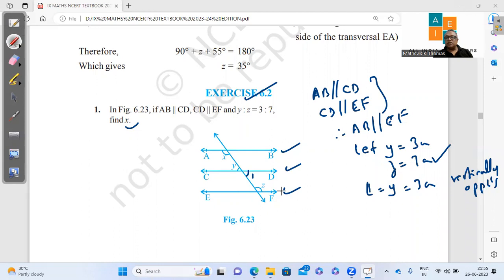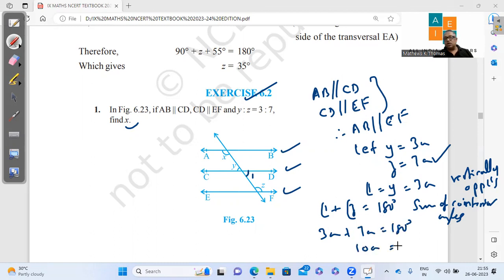Now we know that if CD and EF are parallel lines, then the sum of the co-interior angles will add up to 180. So I can say that angle 1 plus angle Z is equal to 180. What was the reason? Sum of consecutive interior angles. So angle 1 is 3A, and Z we have assumed as 7A. So 3A plus 7A is 180. So 10A will be 180. So A will be 180 upon 10. So A value is 18.